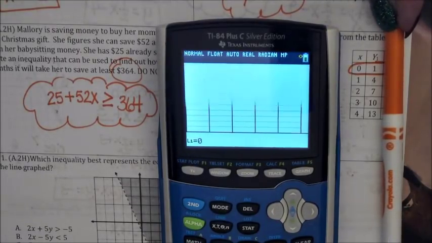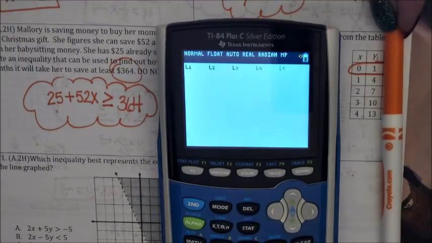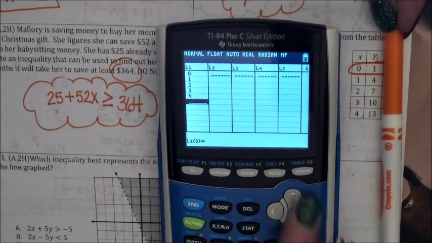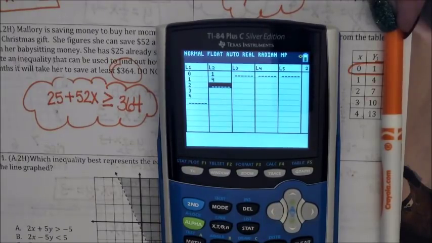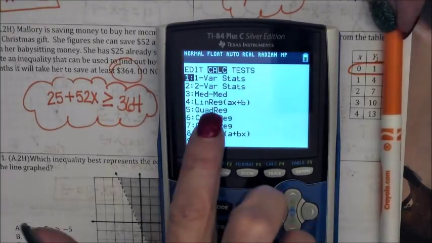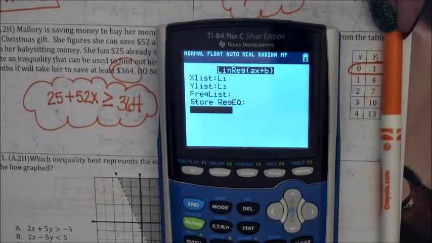So I would have 0, enter, 1, oh, it didn't like that. Stat, edit. Okay, here we go. So we're going to do 0, enter, 1, enter, 2, enter, 3, enter, 4. And then we're going to do 1, 4, 7, 10, and 13. I'm going to go back to stat, calculate, linear regression. We're doing lines. 4, enter, enter, enter, enter, enter.